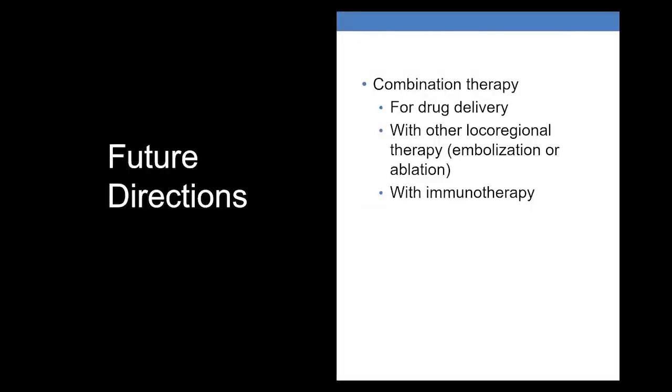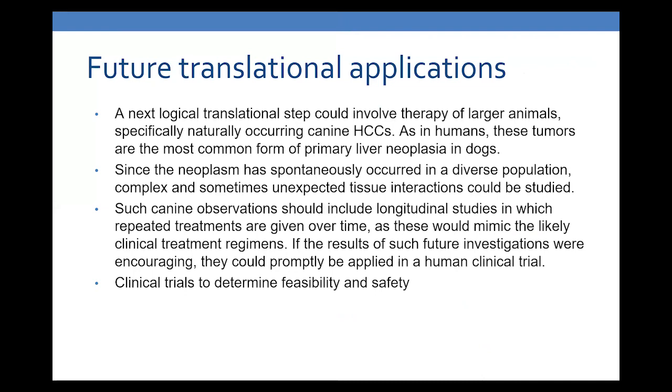Future directions, we have a lot of ideas actually. Combination therapy for drug delivery with immunotherapy, specifically checkpoint inhibitor immunotherapy, and with other local regional therapies. And also we have future translational applications. So the next logical step will be to go with larger animals that grow HCC naturally, canines, for example. As in humans, these tumors are the most common form of primary liver neoplasia in dogs. So this will be a good example to study before going to clinical trials to determine feasibility and safety.